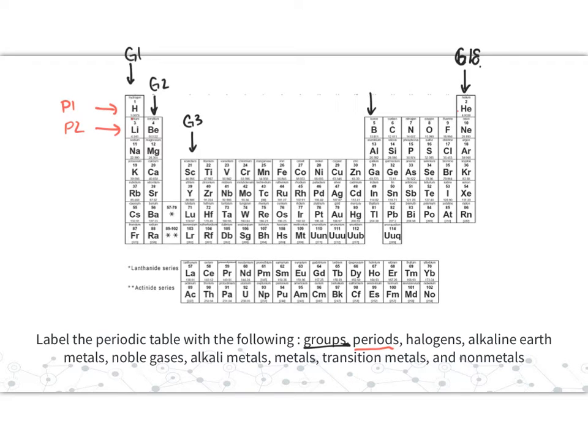Where do we find the halogens? So the halogens are this group here. The halogens are group 17. Okay, so the halogens are group 17. They have a bunch of things in common, like their charge and a lot of properties. The alkaline earth metals. All right, the alkaline earth metals are the second group. So the alkaline earth metals are group 2.